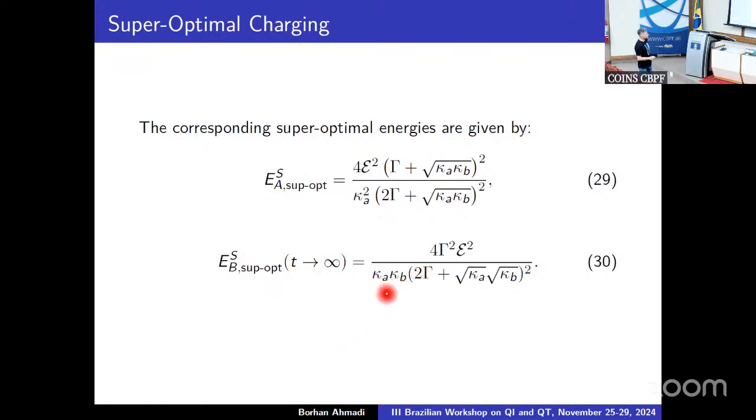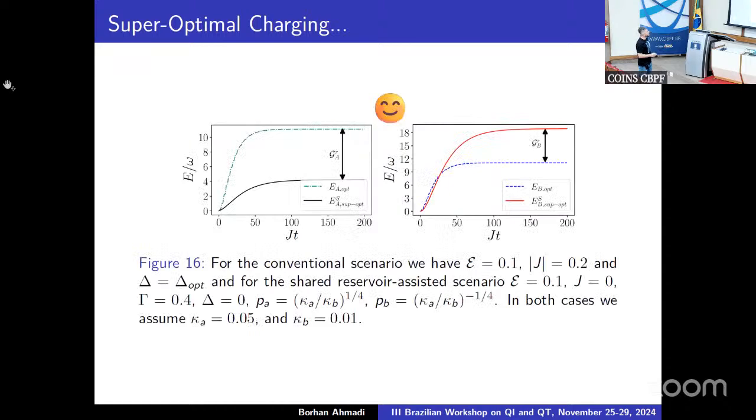The main difference between these two is this: kappa B in the denominator is here, and here it is not outside the parentheses. This means if I take kappa B to 0, if I decrease the local dissipation on the battery, it allows for more and more energy in the battery. And this is impossible in a conventional scenario. Even if you put kappa B to 0 in the conventional scenario, the energy of the battery has a maximum. It's saturated.